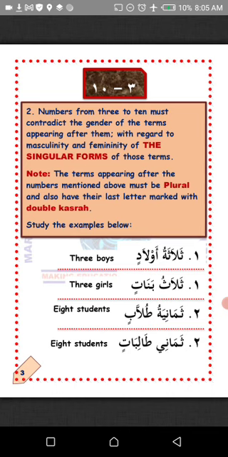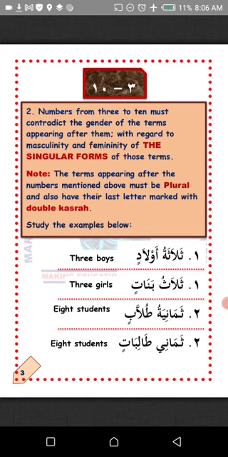And secondly, the term appearing after the numbers from 3 to 10 must be plural. I repeat, the term must be plural, unlike 1 and 2, and it must have its last letter marked with double kasra.